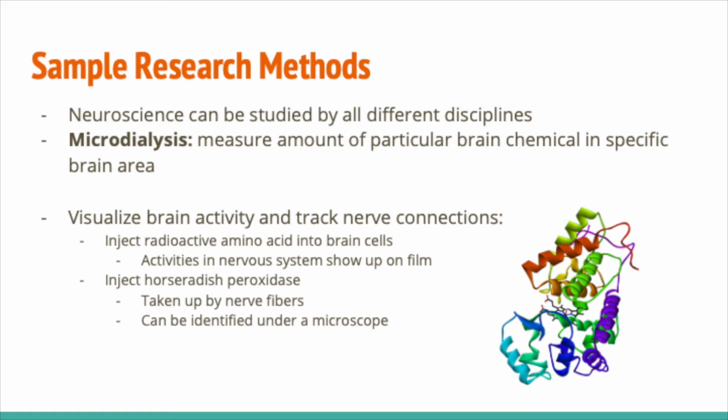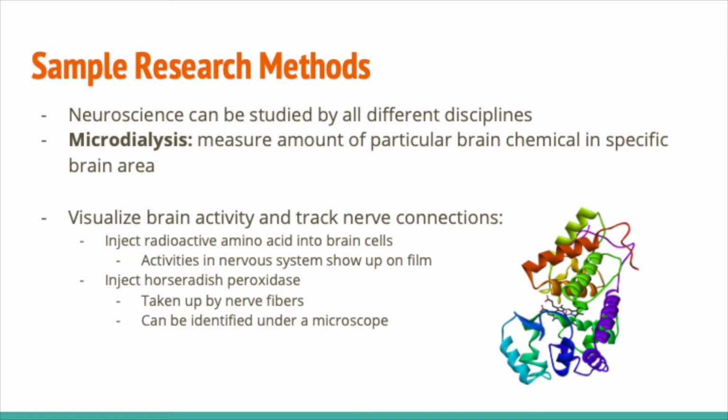So now we're going to step a little bit away from the animal models and talk a little bit more about how the brain can be studied through its biochemical pathways and things like that. I'm going to be talking to you guys about sample research methods and how neuroscience can be studied through all different types of disciplines. More specifically, we're talking about microdialysis, which is how to measure particular amounts of brain chemicals in a specific brain area. Doing this is very informative to scientists because it can help visualize brain activity and track nerve connections.